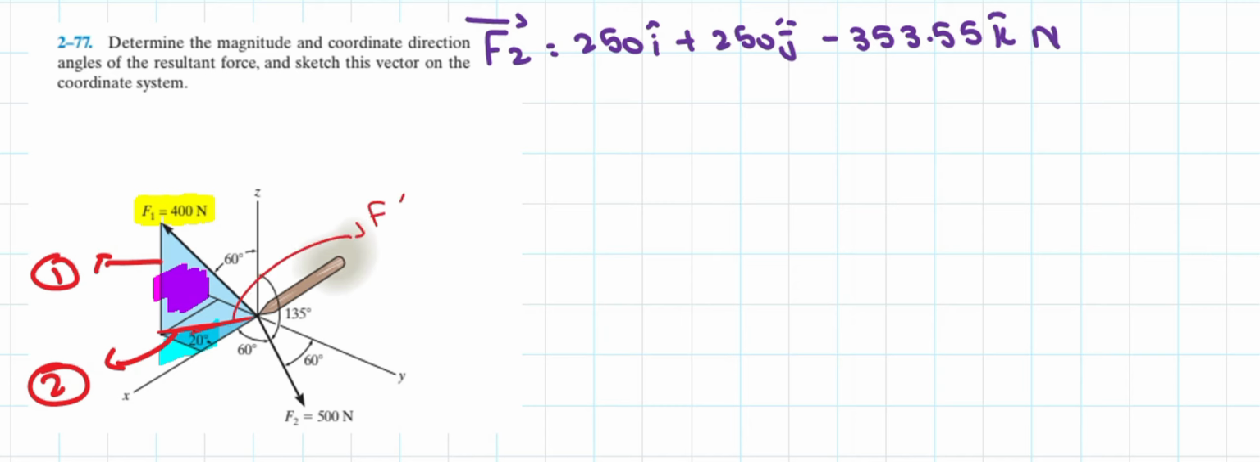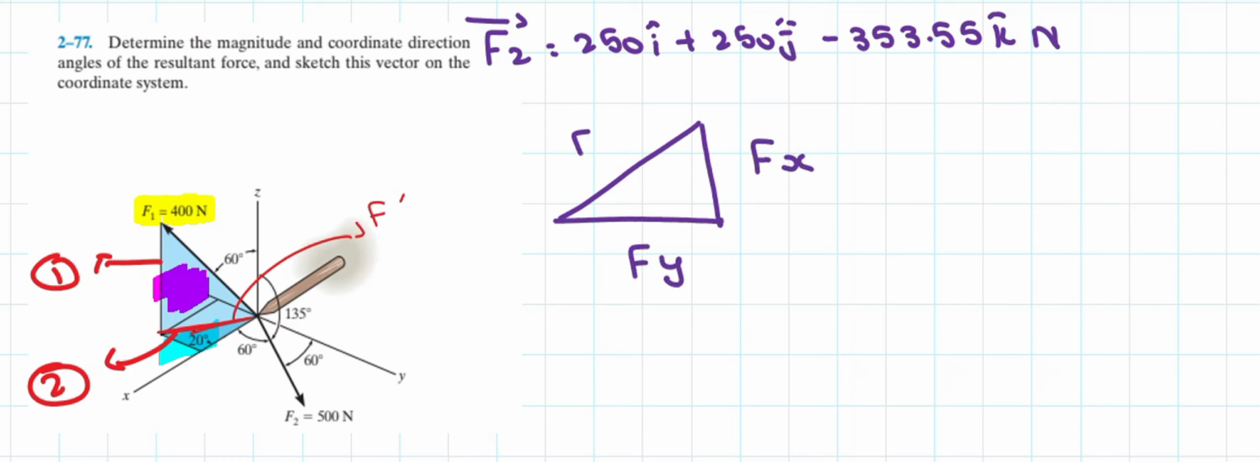So let's talk about triangle number 2 first. This is the value of Fx, this is the value of Fy, and this one right here is F prime. This is our 20-degree angle, and this is our 90-degree angle. So apply the sine theta and cos theta functions here.